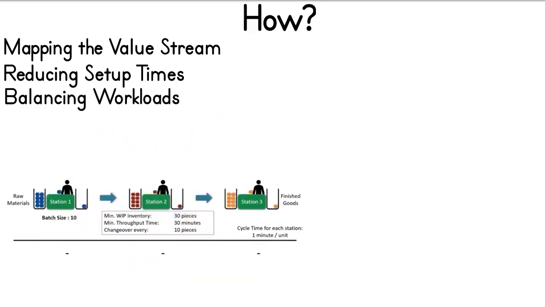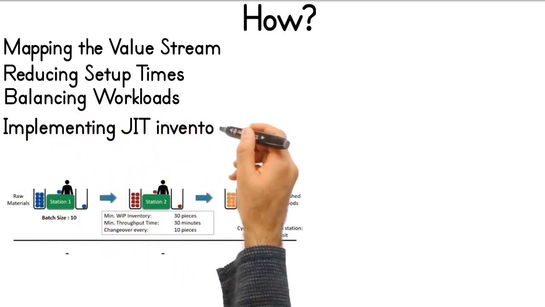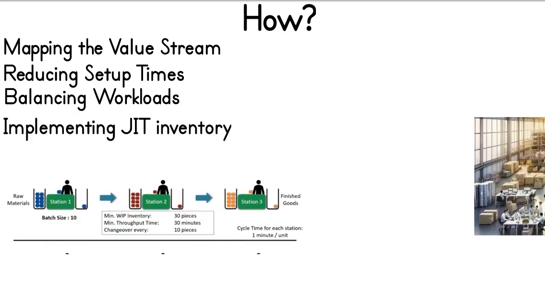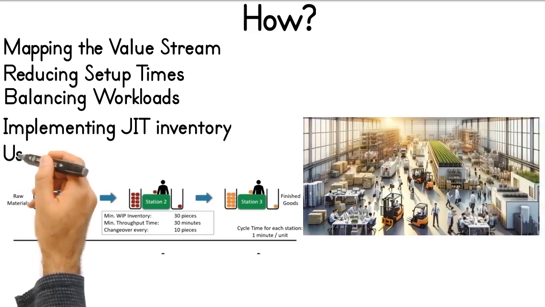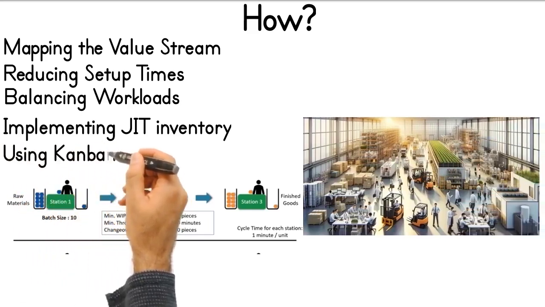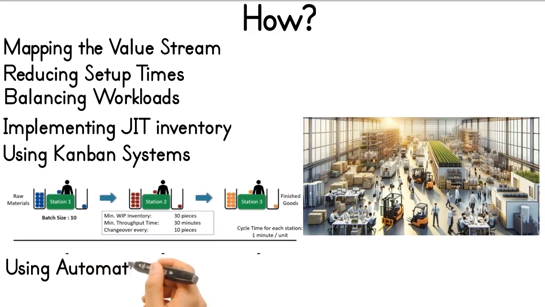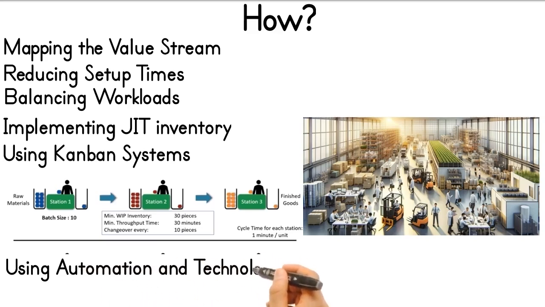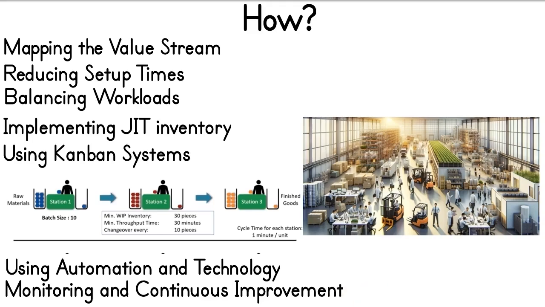3. Workload balancing is crucial to ensuring that each workstation operates at a consistent pace. 4. Just-in-time inventory practices ensure that materials and components are delivered to the production line only when they are needed. 5. Kanban cards or signals are used to pull inventory or components from one step to the next. 6. Automation tools and technologies are often employed to maintain continuous flow and reduce manual interventions. 7. Regular monitoring of production flow is essential to identifying issues that could disrupt the continuous flow.